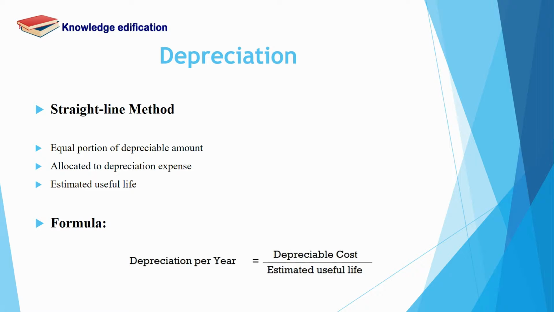Let's discuss number one. The most widely used method is the straight line method. Under this approach, an equal portion of the depreciable amount of an asset is allocated to expense in every period of the asset's estimated useful life till the asset remains in use. The formula to calculate straight line depreciation is given here: depreciable cost over estimated useful life.